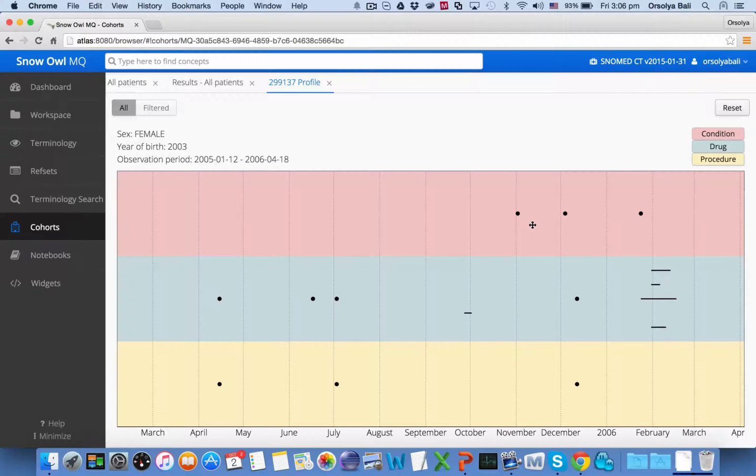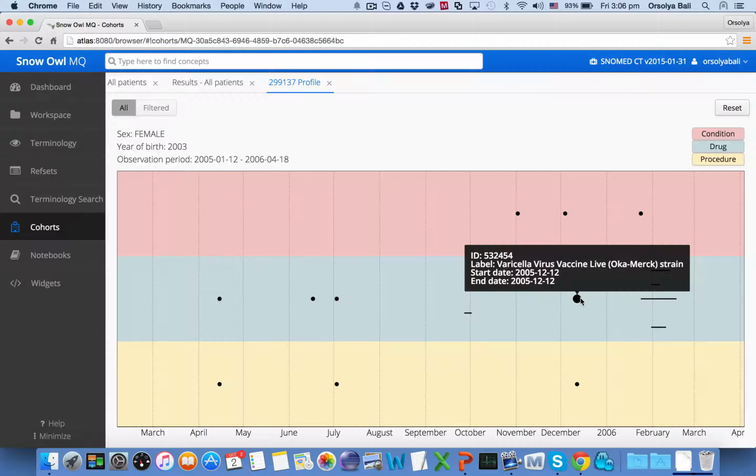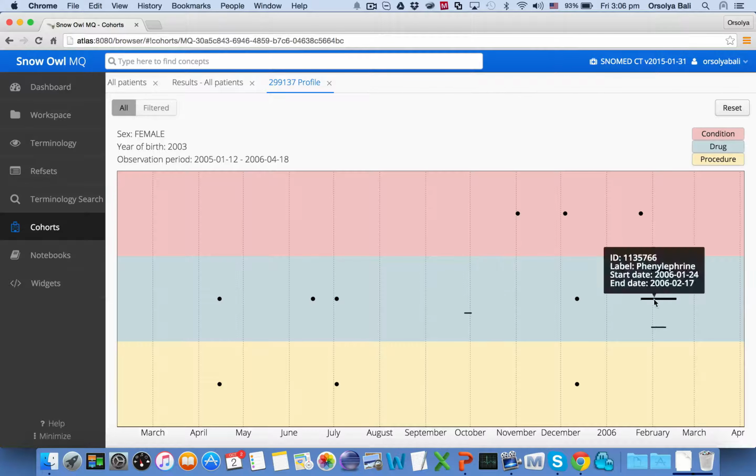So in those cases, it's very useful to be able to scroll and focus on just a certain period of time. The second swim lane is the drug exposure, which sometimes is only a single day exposure, for example, for a vaccine, which is just one single shot, and there are multi-day exposures for medications like phenylephrine that was taken for a longer period of time.